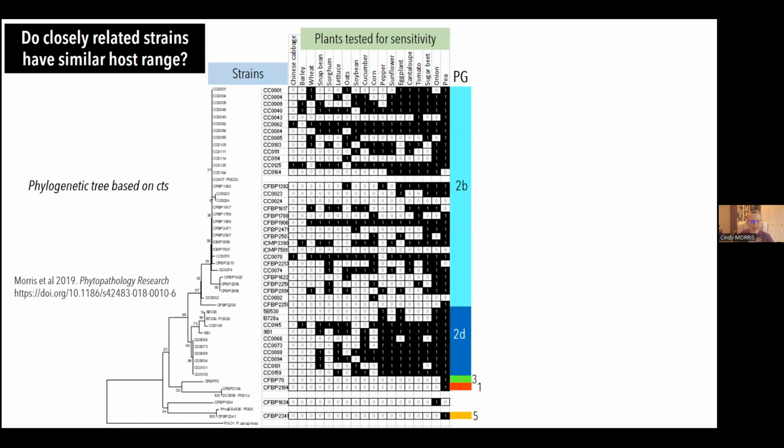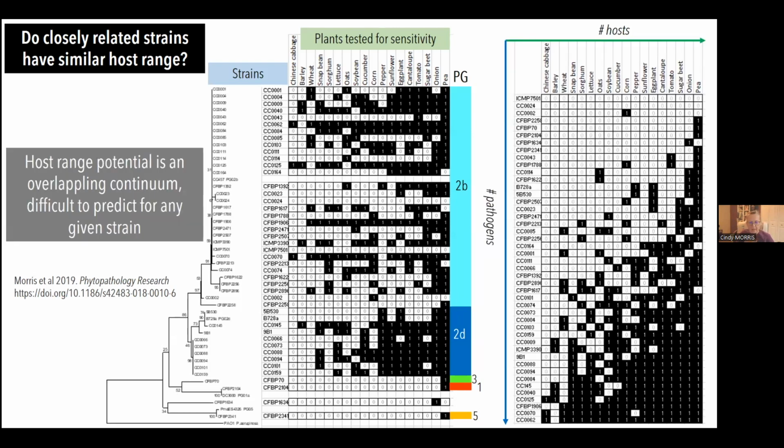And if I look at this with what we call nested analysis, and we do the test for patterns to look for pathotypes, like modules of strains that all have the same host range or near host range, and they're distinct from others, there isn't. It's just an overlapping continuum. So it's almost impossible to predict pathotype, host range for any given strain based on its phylogenetic situation. It's very, very difficult.